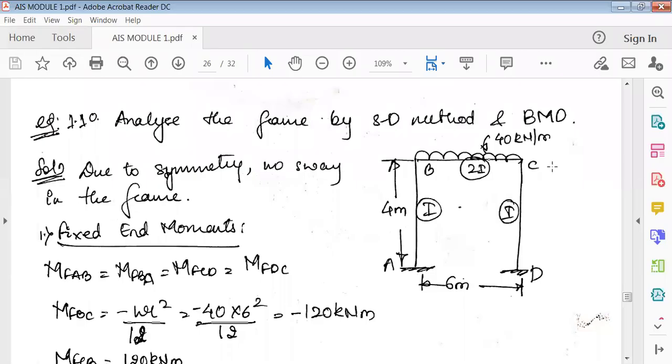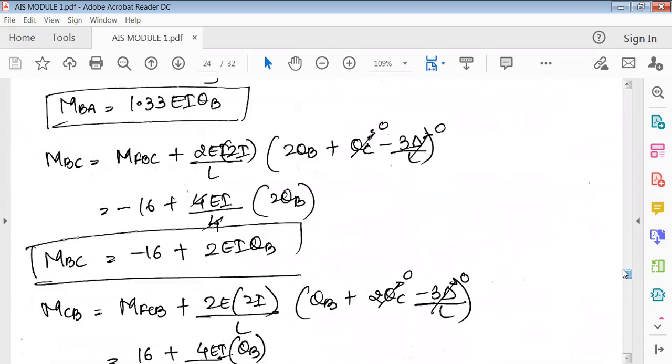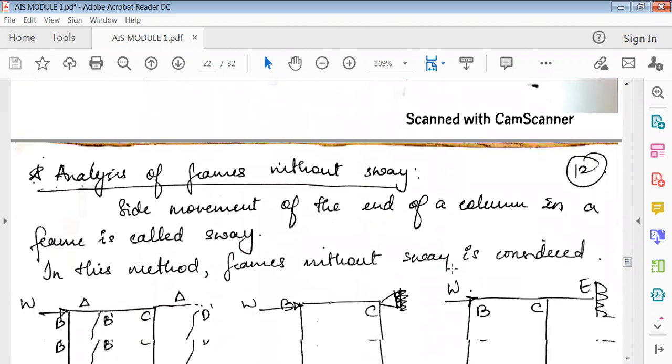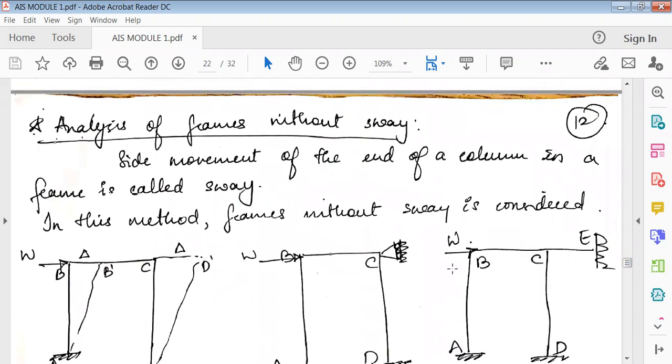Hello everyone. In today's class, let us start with frames. We have already dealt with beams, that is, analyzing the beam using the slope deflection method, finding the shear force and bending moment. And now let us have a detailed study on frames.